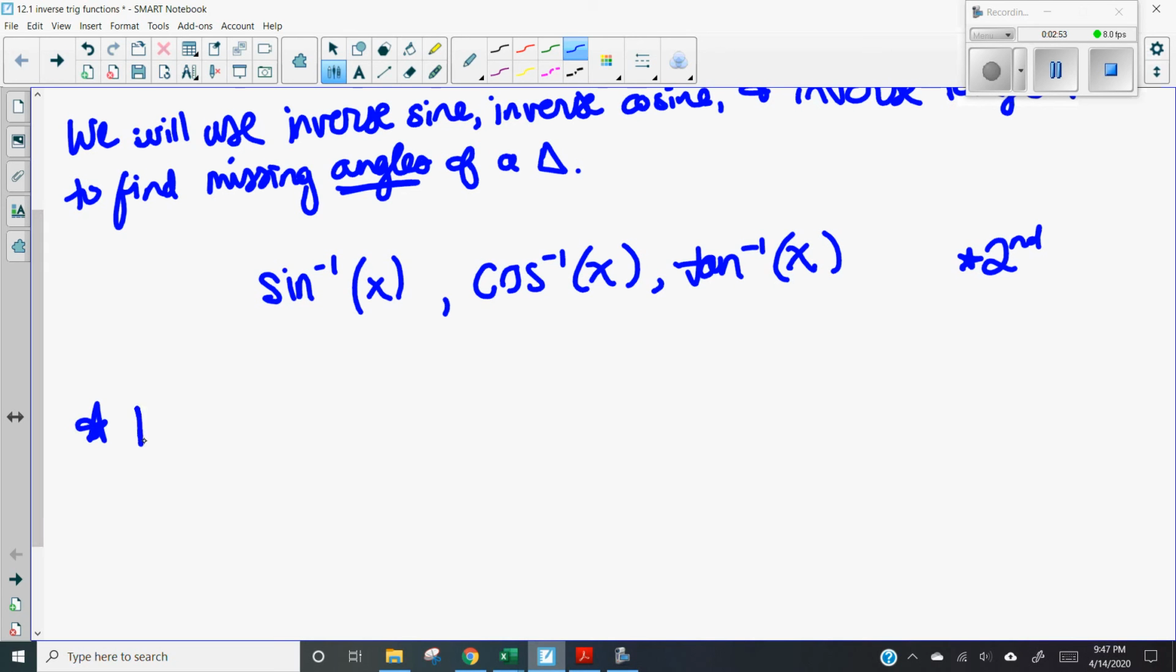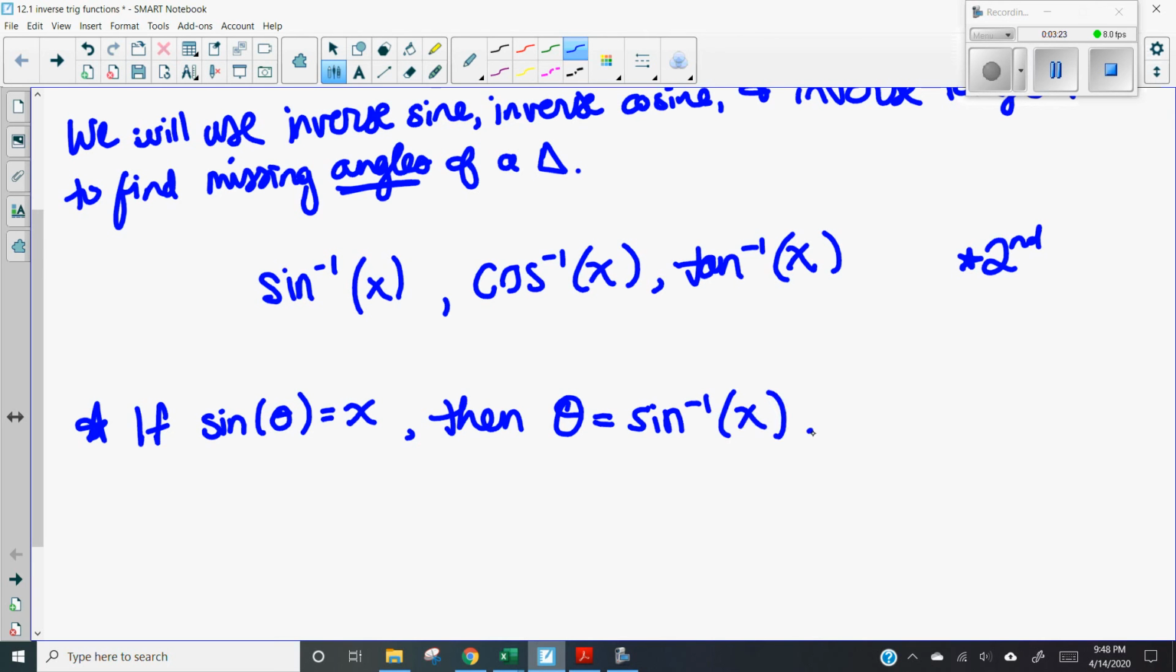Okay, so here's what this means. Let's say sine of theta, so this is from yesterday, equals some number x. If it helps to think of that x as a fraction, great. So if the opposite over hypotenuse of some angle is some number x, then theta is equal to the inverse sine of x. See how things flip-flopped there? They sort of switched places. So if sine of some angle is equal to x, then that angle is equal to the inverse sine of the ratio.